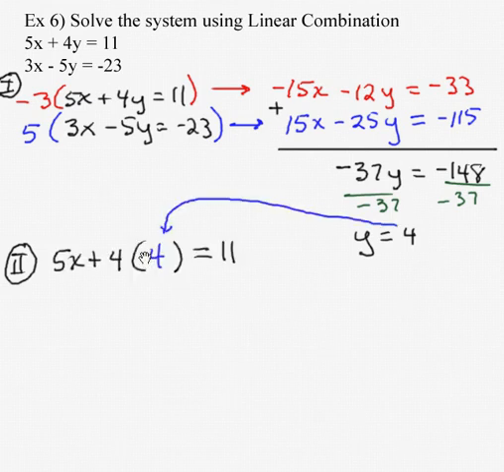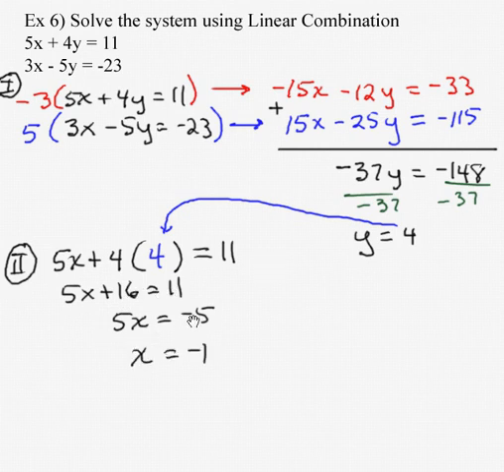Well, for x, we'll substitute in either equation, the top one or the bottom one. So let's use the top one. 5x plus 4y equals 11. Instead of y, we're going to substitute in the fact that we found y to be 4. So 4 times 4 is 16. Subtract 16 from both sides. 5x is negative 5. Divide both sides of the equation by 5, and we find out x is negative 1.